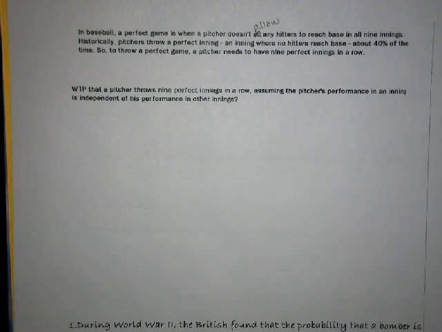Historically, pitchers throw a perfect inning, an inning where no hitters reach base, about 40% of the time. So, to throw a perfect game, a pitcher needs to have 9 perfect innings in a row. And what's the probability that a pitcher throws 9 perfect innings in a row, assuming the pitcher's performance in an inning is independent of his performance in other innings? So really, we want to find the probability that a perfect game is thrown.